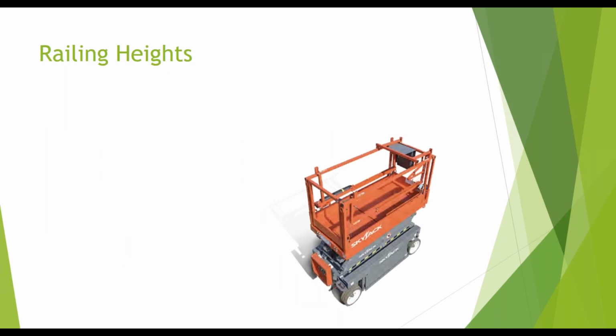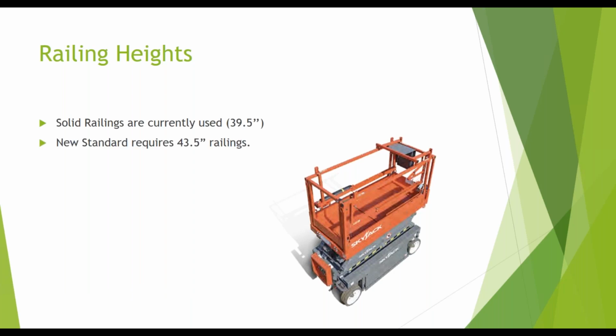All right, the next change is going to have to do with the railing height of the mobile elevated work platform. And again, what we have pictured here is a scissor lift. Currently the solid railings are at 39.5 inches or 1 meter. The new standard has the railing heights changing to 43.5 inches or 1.1 meters. Now, this could cause an issue because when this scissor lift is fully collapsed, and let's say you are going through a doorway, it is not necessarily going to fit.